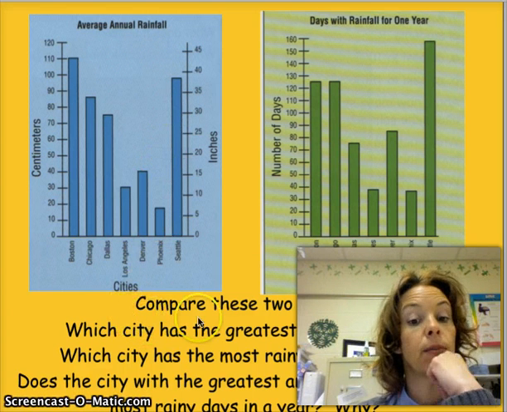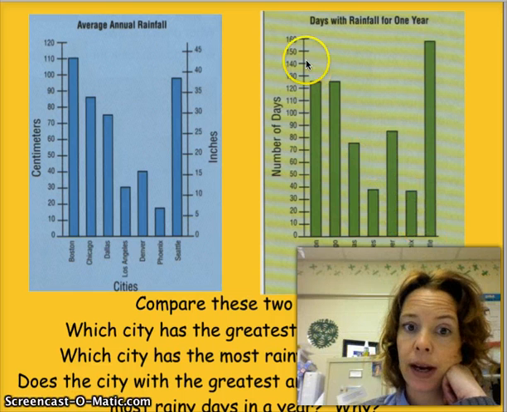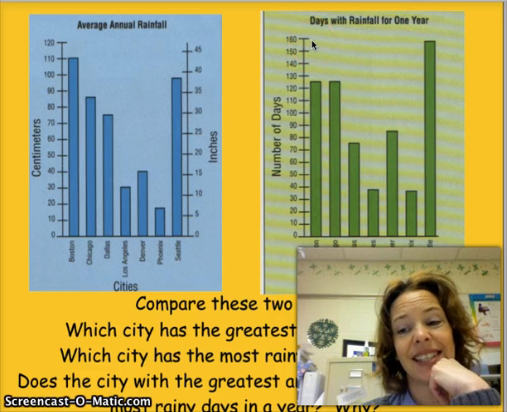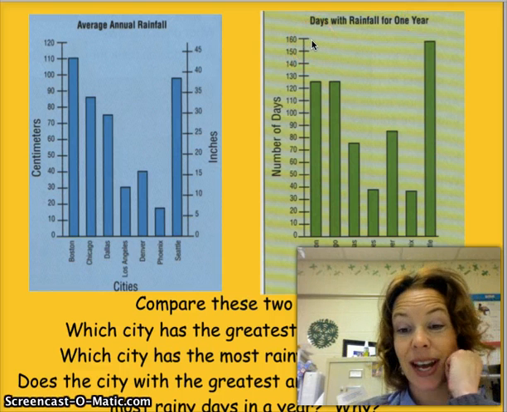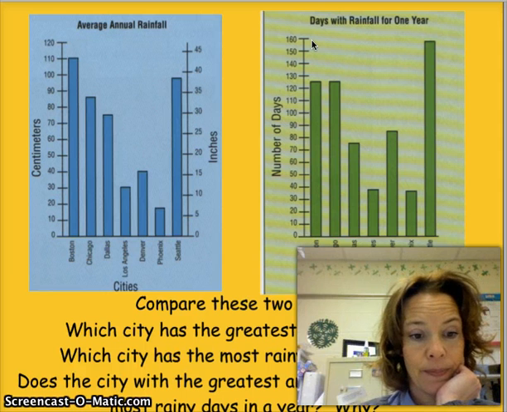Which city has the most rainy days in a year? Well, that's where we come to days with rainfall for 1 year, where it's Seattle at close to 160 days a year. Almost half of the year is a rainy day.